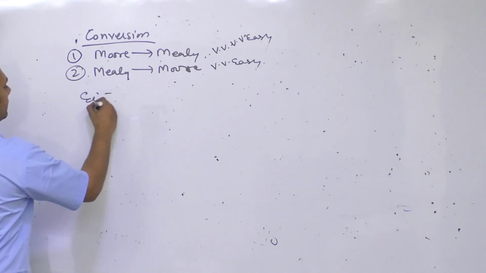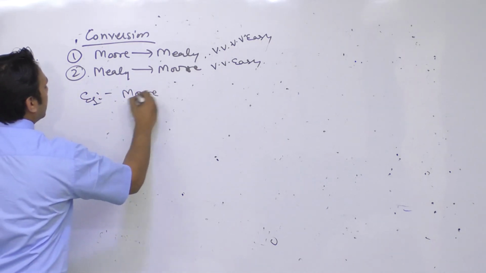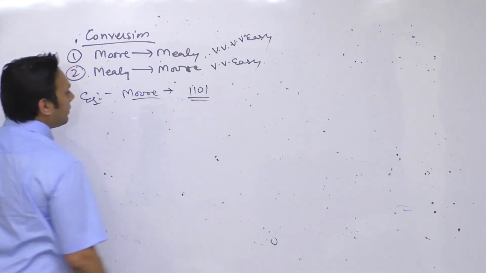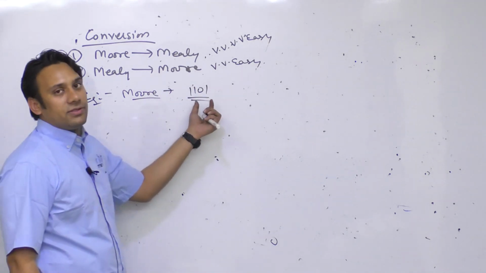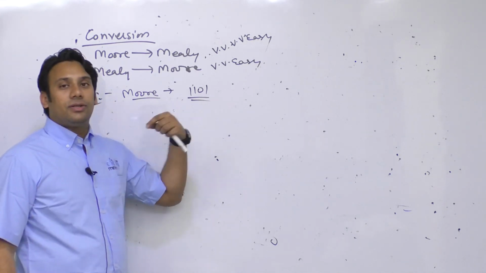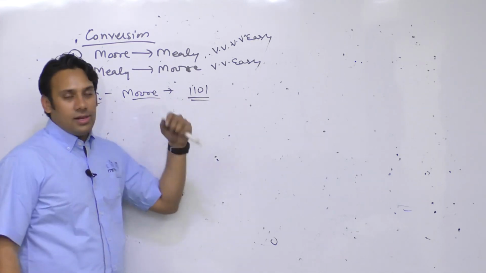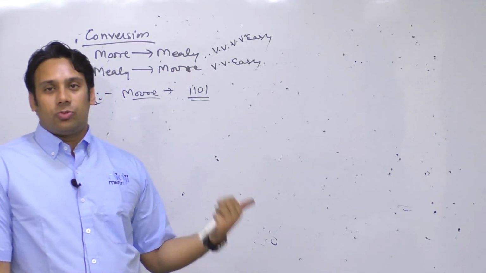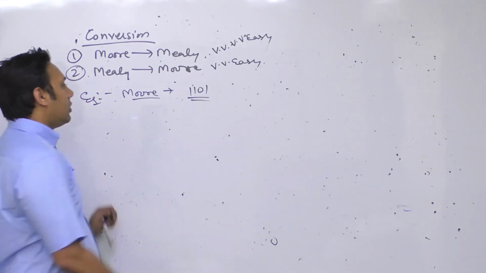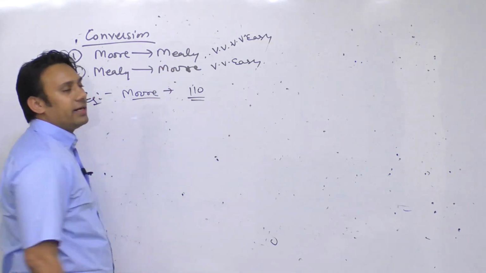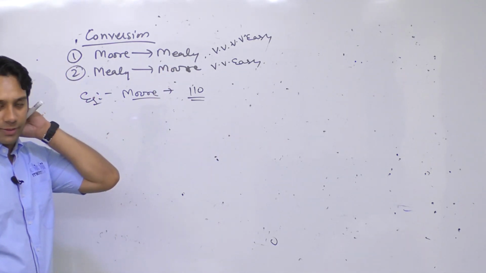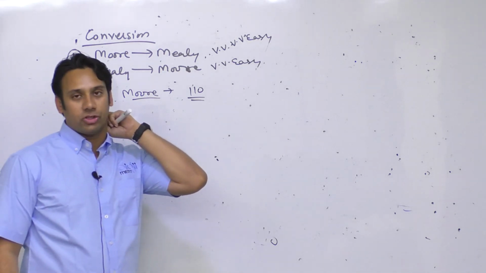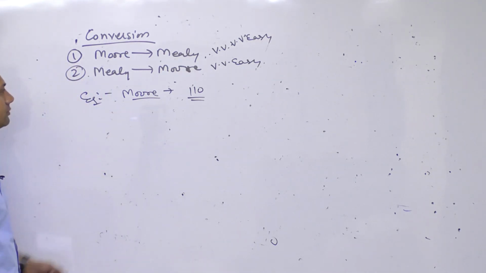Let us suppose we have a Moore machine for the pattern 110. That means if in a string we have 110 as a sub pattern, then we want to produce output as 1. Otherwise, we have to produce output as 0. And we have a Moore machine for this.